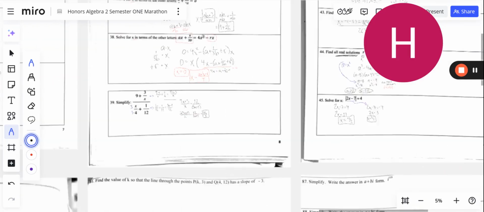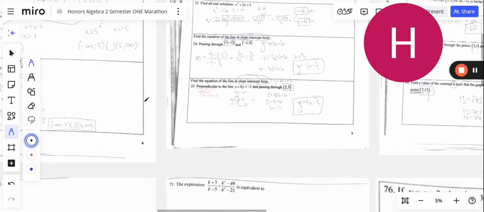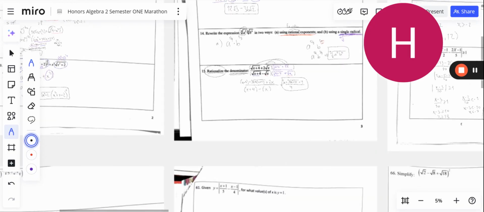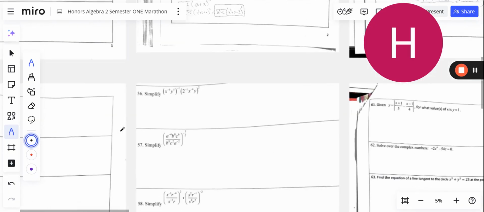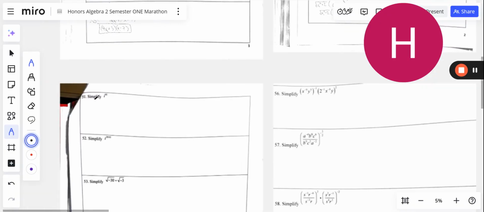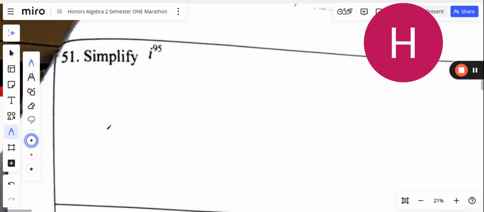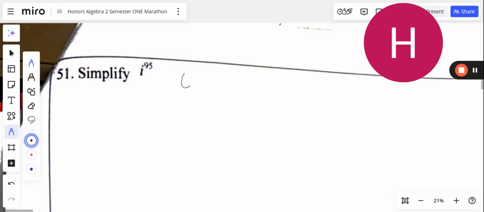Okay, let's get a couple done in this sort of quote-unquote second half of problems. I know there are plenty, so let's give it a full run-through. Scrolling through the void. So we're going to simplify i to the 95 power. Well, that's quite weird. Let's think about it like this.